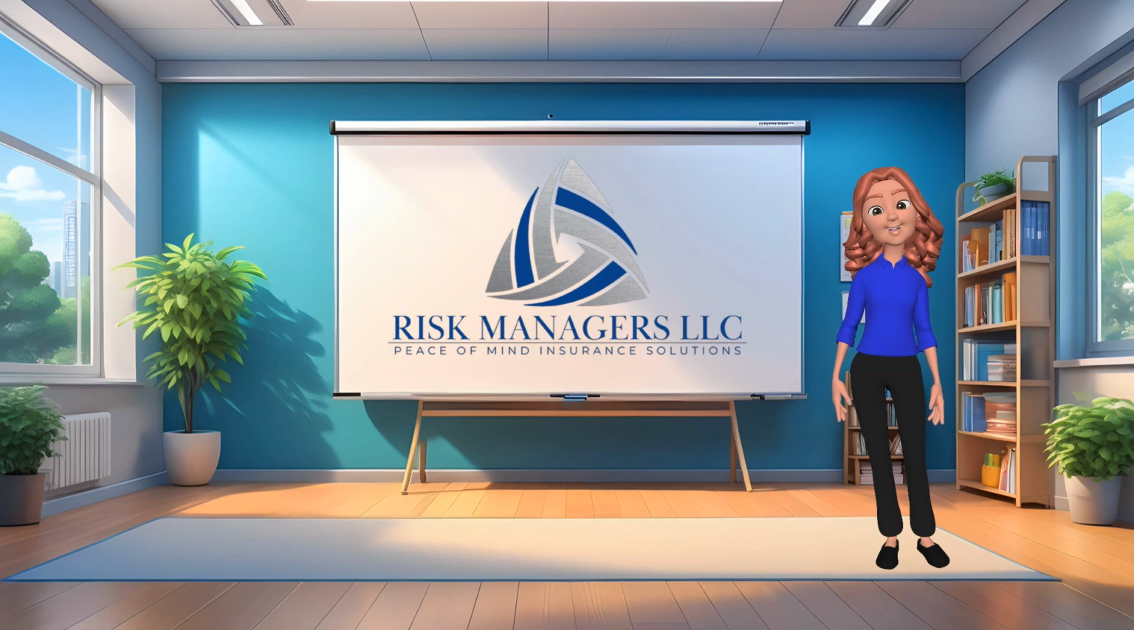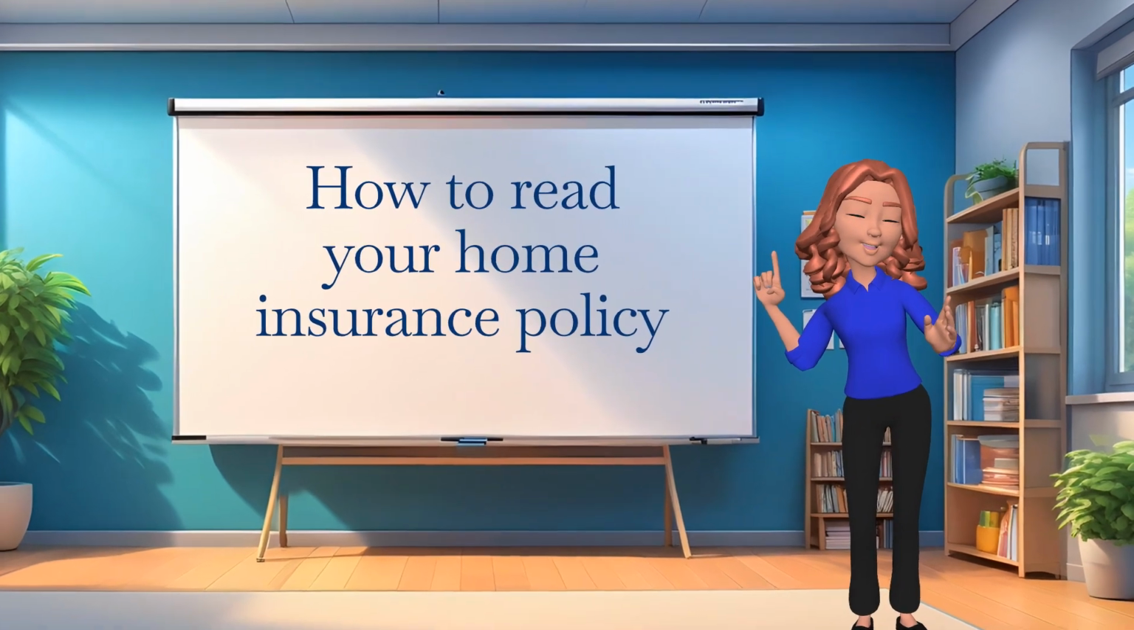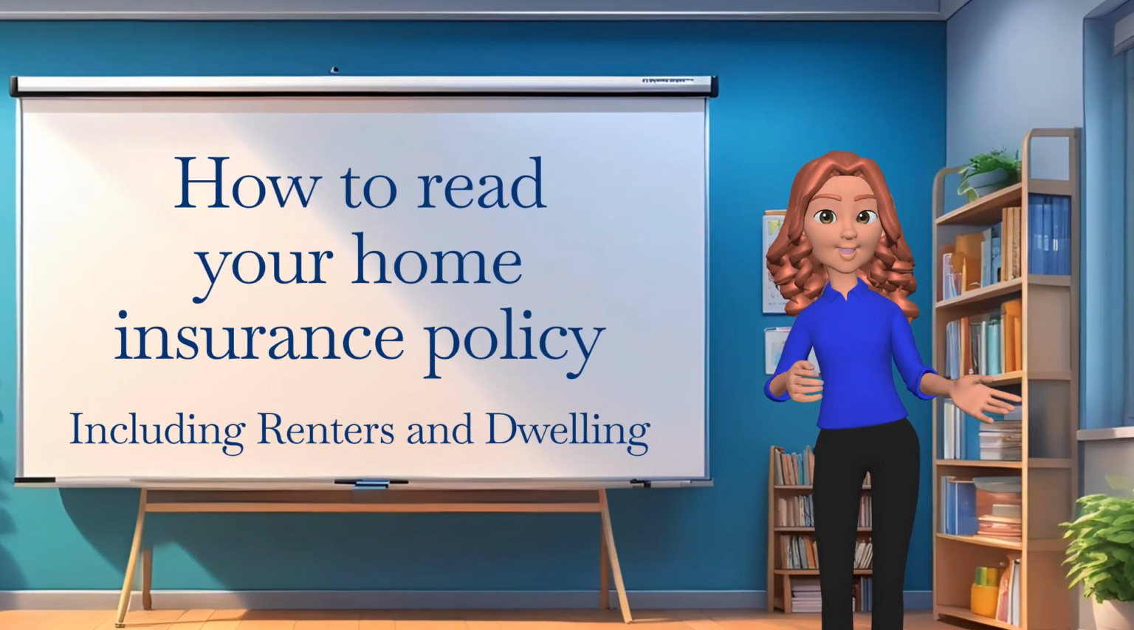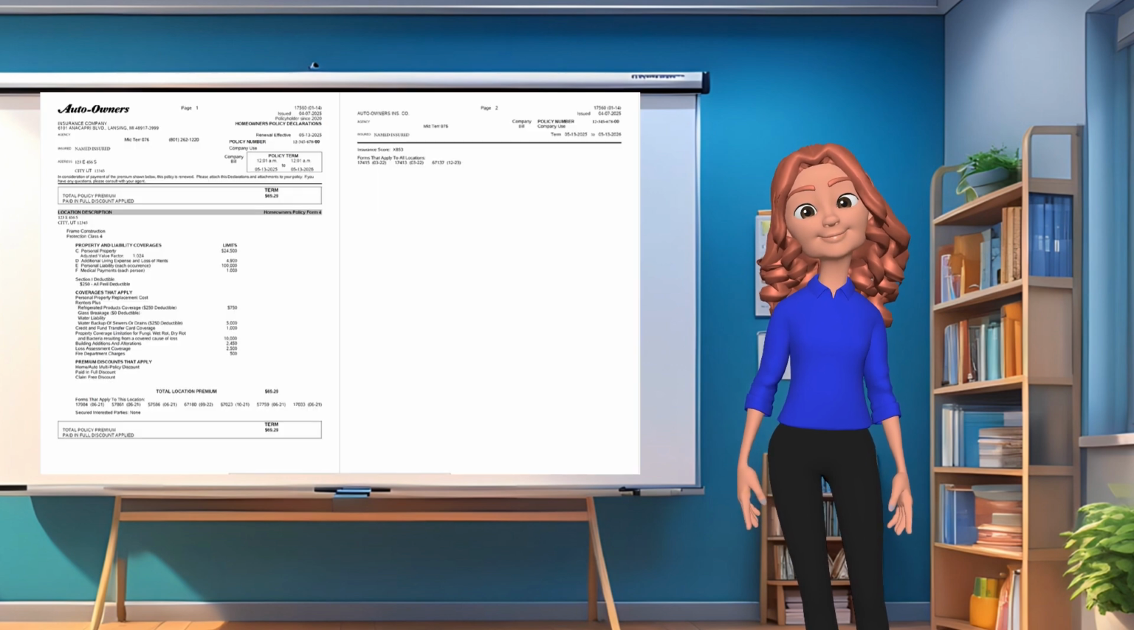This video goes over how to read your homeowner's policy with examples of declarations pages from different carriers. Dwelling fire and renter's insurances are included in this video as well. The first thing is to find your declarations pages. The policy definitions and endorsements are dense paragraphs that go into detail about the coverages.